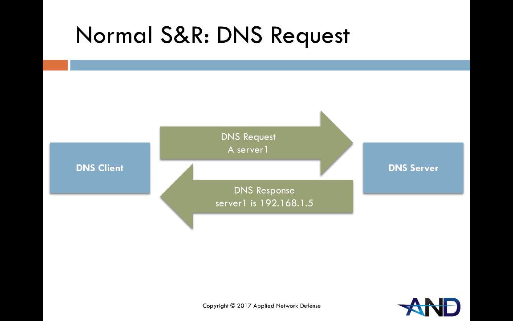192.168.1.5. It's going to provide the full content of that A record. Now, if there were multiple addresses here, it would provide all those. In this case, there's just one. So server 1 is 192.168.1.5. Pretty straightforward.